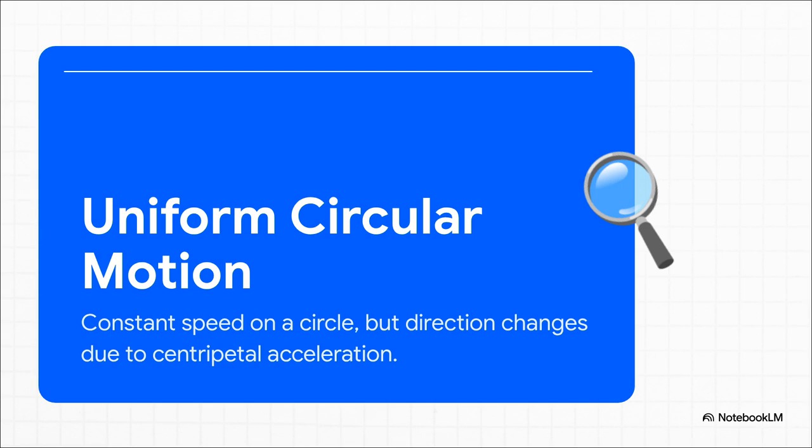Wait, what? Well, remember, velocity is a vector. So even if the speed stays exactly the same, the direction is changing every single microsecond as it travels around that circle. And that continuous change in direction requires an inward pull. We call that centripetal acceleration.